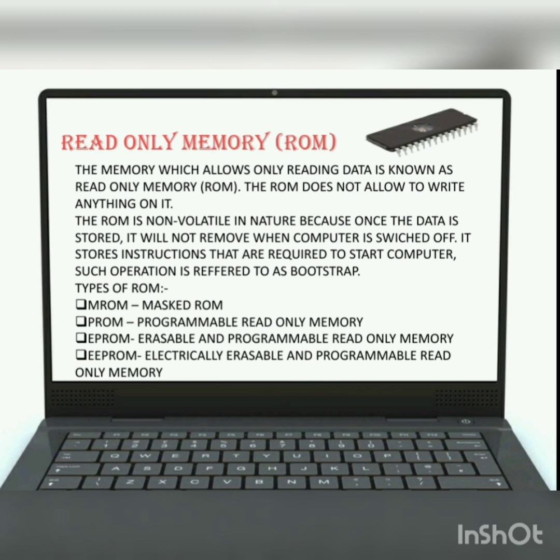Now, types of ROM. How many types of ROM are there? 4. First is MROM, which stands for masked read only memory. Next one is PROM, that is programmable read only memory. Next one is EPROM, that stands for erasable and programmable read only memory. And the last one is EEPROM, that is electrically erasable and programmable read only memory.